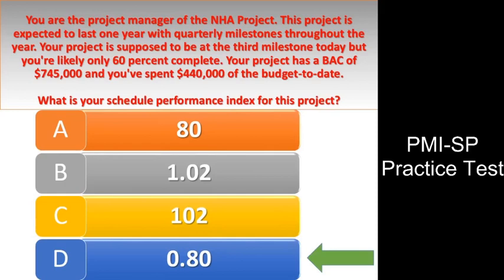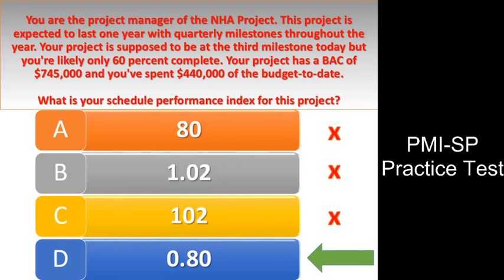Answer D. Explanation. The schedule performance index can be found by dividing the earned value by the planned value: $447,000 divided by the $558,750 for a value of 0.80. Schedule performance index is the measure of schedule efficiency on a project. It is used in trend analysis to predict future performance. If the SPI value is greater than 1, it's better than expected performance, whereas if the value is less than 1, it shows poor performance. An SPI value of 1 indicates that the project is right on target.